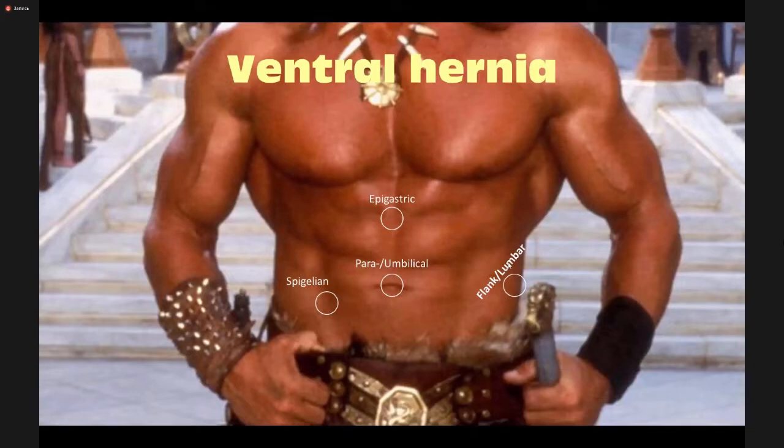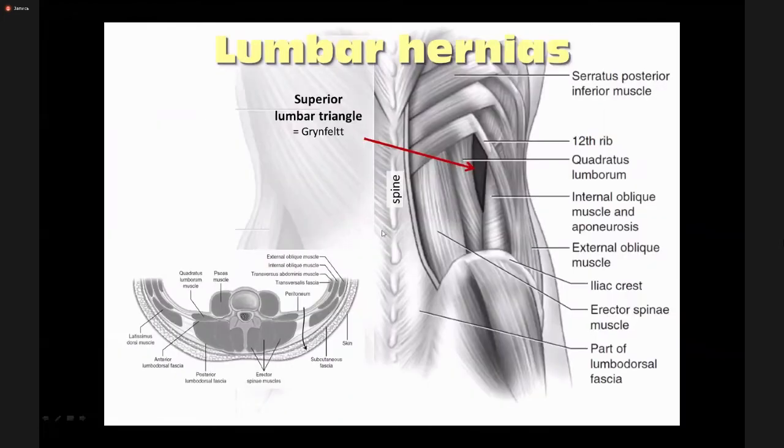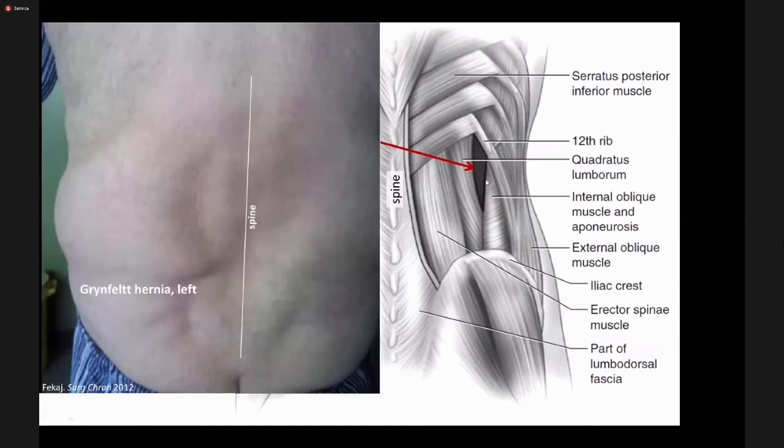The flank hernias, just shortly. I understand David Laurier would probably show an amazing talk about this, but this is the path for the flank hernias. We have two triangles of interest. On this side, we have removed the latissimus dorsi. The upper limit here is the 12th rib. That's the important thing here. And they are more common on the left side. So this is a Grynfeltt hernia on the left side.